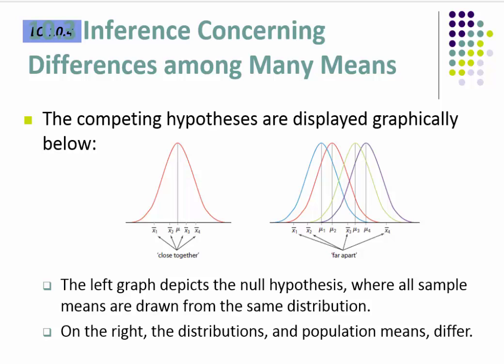Because as you can see on the right, the population means differ, whereas on the left here they don't differ. They are equal. That would be the null.